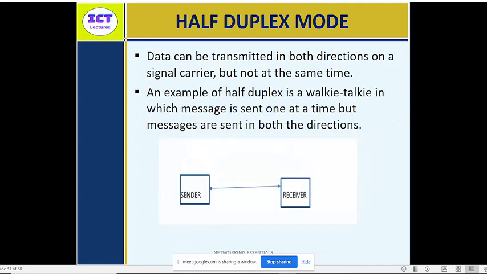Half duplex, a bit improved. Yes, we now have back and forth communication, but it happens very, very slowly. So communication can happen, but not at the same time. Like the walkie-talkie that I've mentioned, you hear the cops normally talk over the walkie-talkie. Someone talks, then says over, which is when the other person takes over and replies.